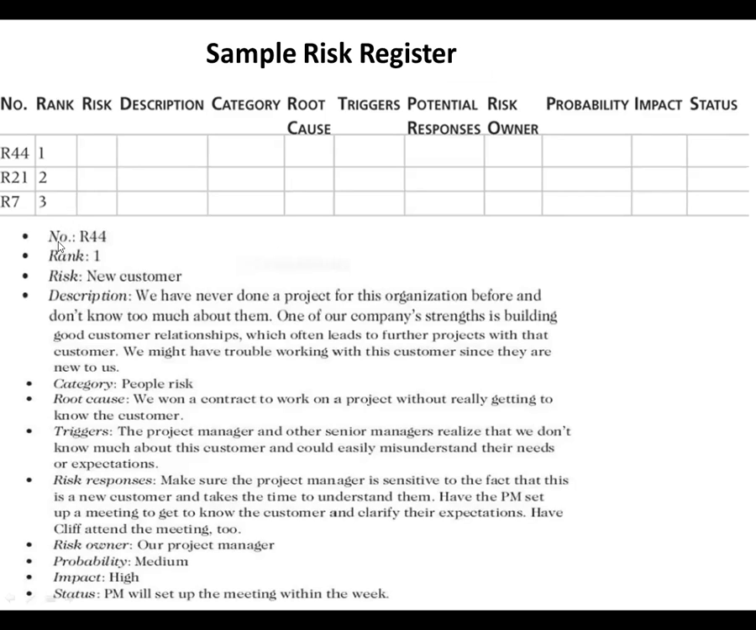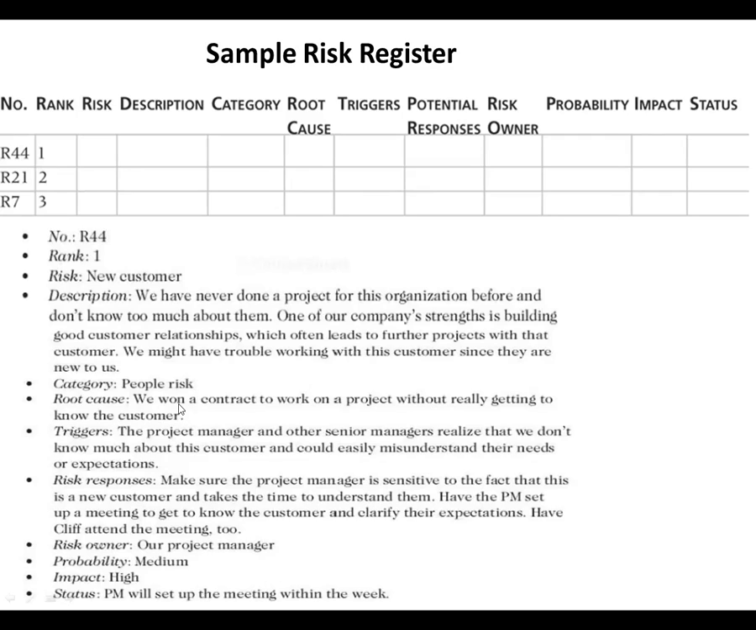So there's a number given, a rank. Rank gives the priority according to the qualitative risk analysis we did earlier. Okay. And the risk is identified and the description is given. What is the risk associated with this particular occasion? And then there should be a category, one of the categories we mentioned previously.